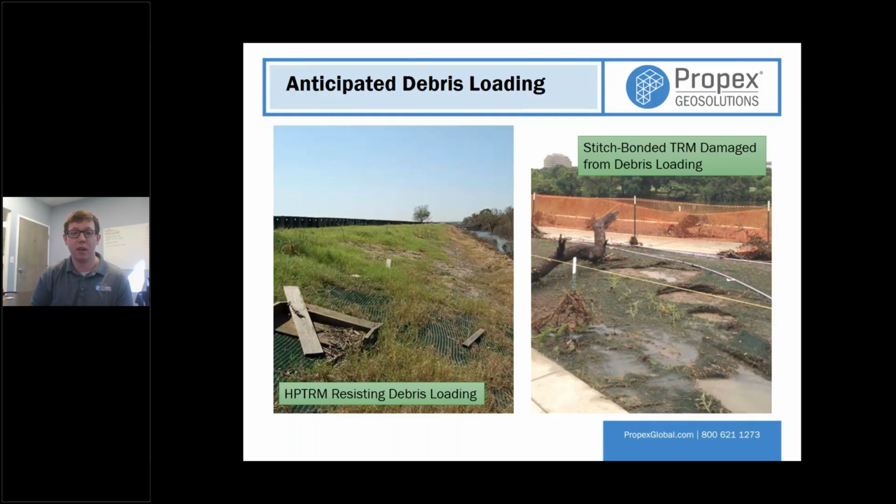Debris loading. Picture on the left-hand side, we'll see in a moment a little bit further. Debris after a large storm event, but the HP-TRM is still intact. Adjacently, we have a stitch bonded TRM. It's a great product, works well, but it could not resist the stress of that large debris coming down that channel during the storm event. So if it can't withstand that non-hydraulic stress and it tears, that big open area cannot withstand any hydraulics either now.